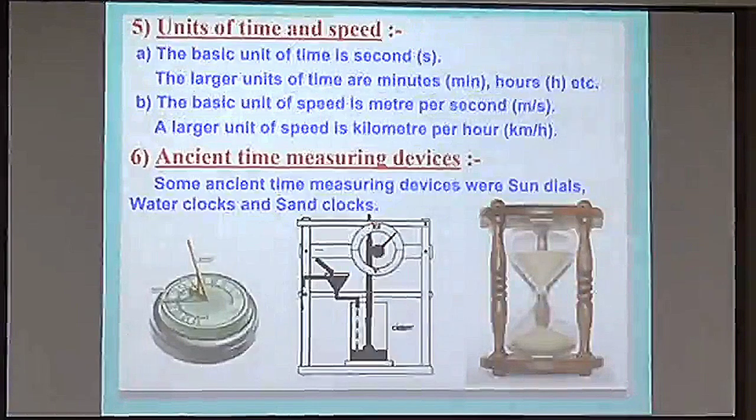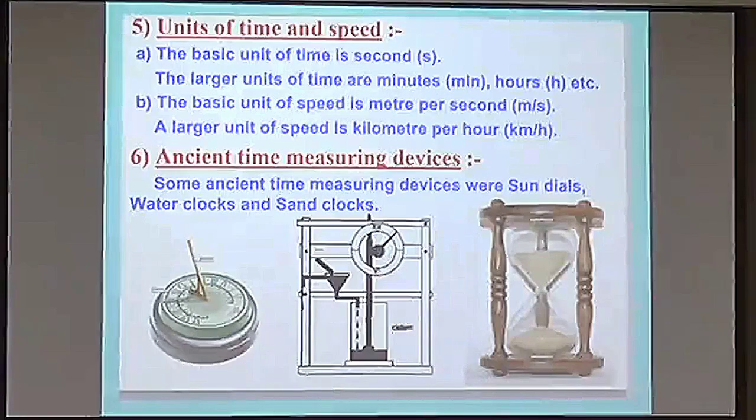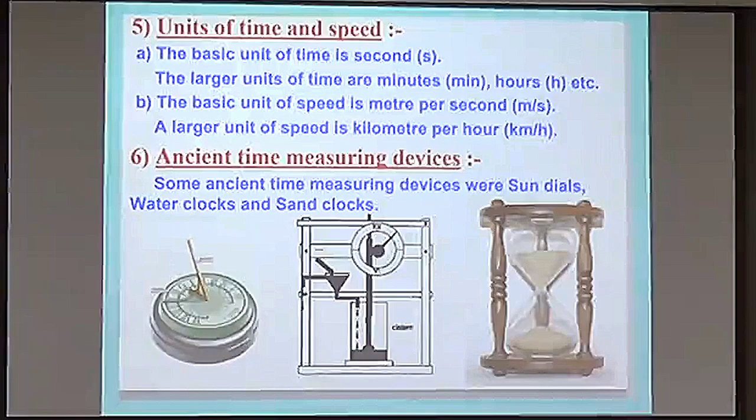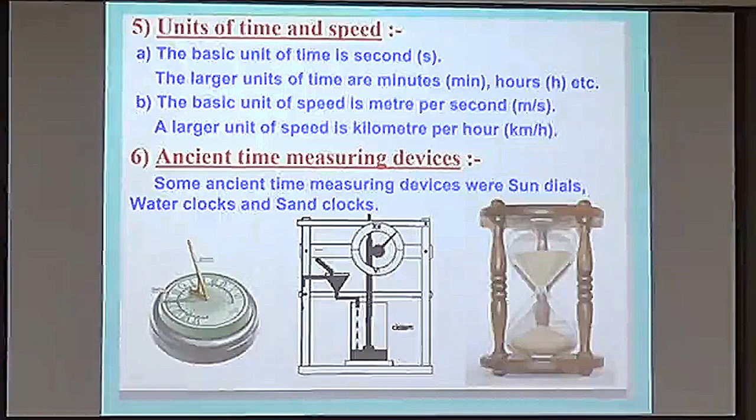The time and speed we have measured, but what are the units? What are the basic units? The basic unit of time is second, and for larger units we can use hours, minutes, etc. In the same way, the basic unit of speed is meter per second, and its larger unit is kilometer per hour.